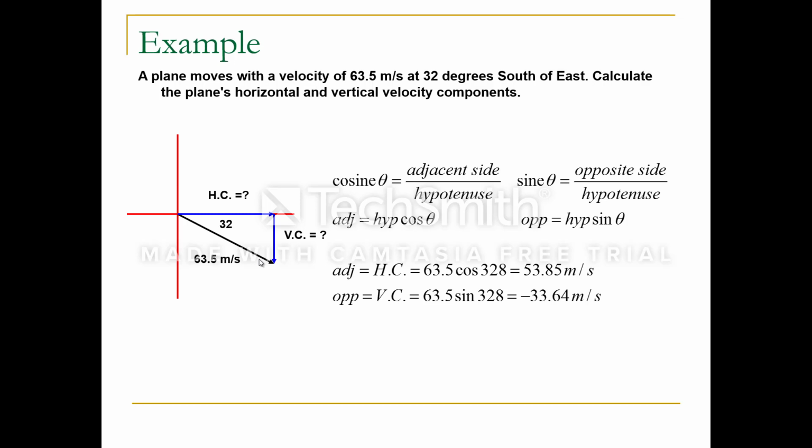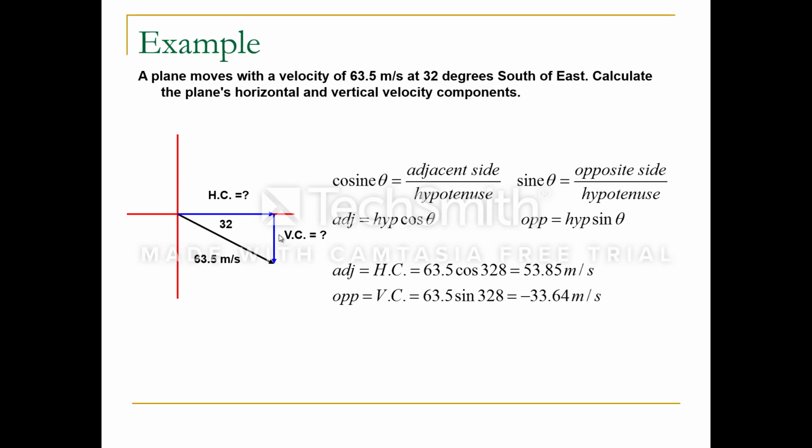Okay, if you notice on this one, this is back to normal. Unlike that other example that we did, your horizontal component is back to being the cosine, the adjacent side, and your vertical component is back to being sine, the opposite component. So again, just double check with your angles where you're going.